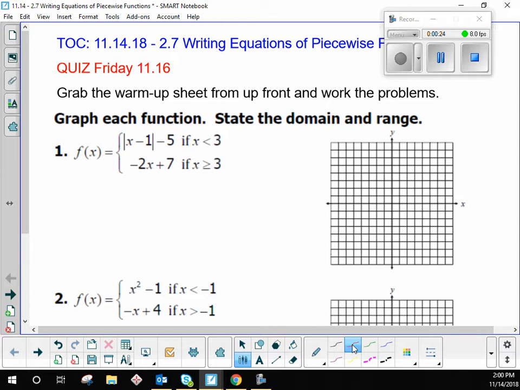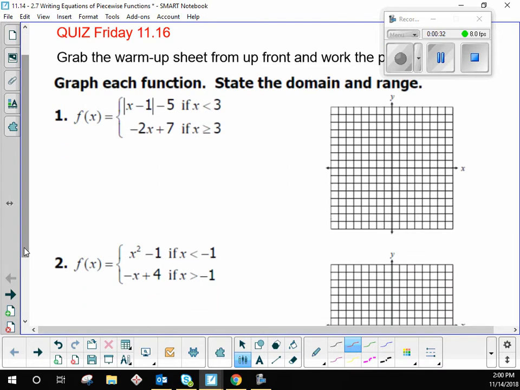So our two pieces here are, one is, what's the parent function for this first piece? Absolute value. So if you're still struggling with your parent functions and how to transform them, you're just getting more behind and more behind every day. So I know we tested on it, but we're still using those skills this week. So try to get that stuff down as fast as possible.